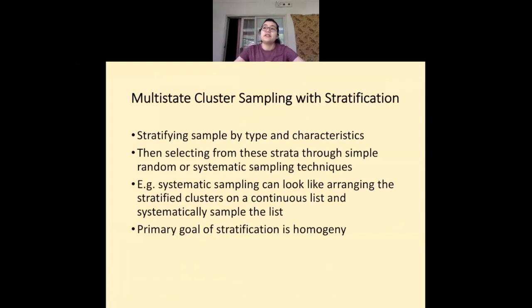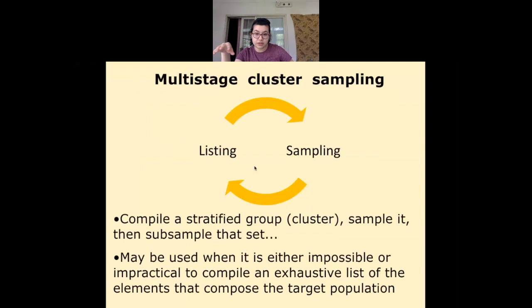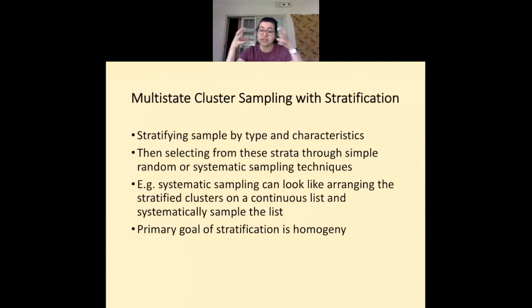So you stratify the sample by type and characteristics. Like we talked about, you identify strata and specific variables that you're concerned with, and then you select through the strata with random or systematic sampling methods like I talked about earlier. And this is different than multi-stage cluster sampling because you can combine it with stratification.